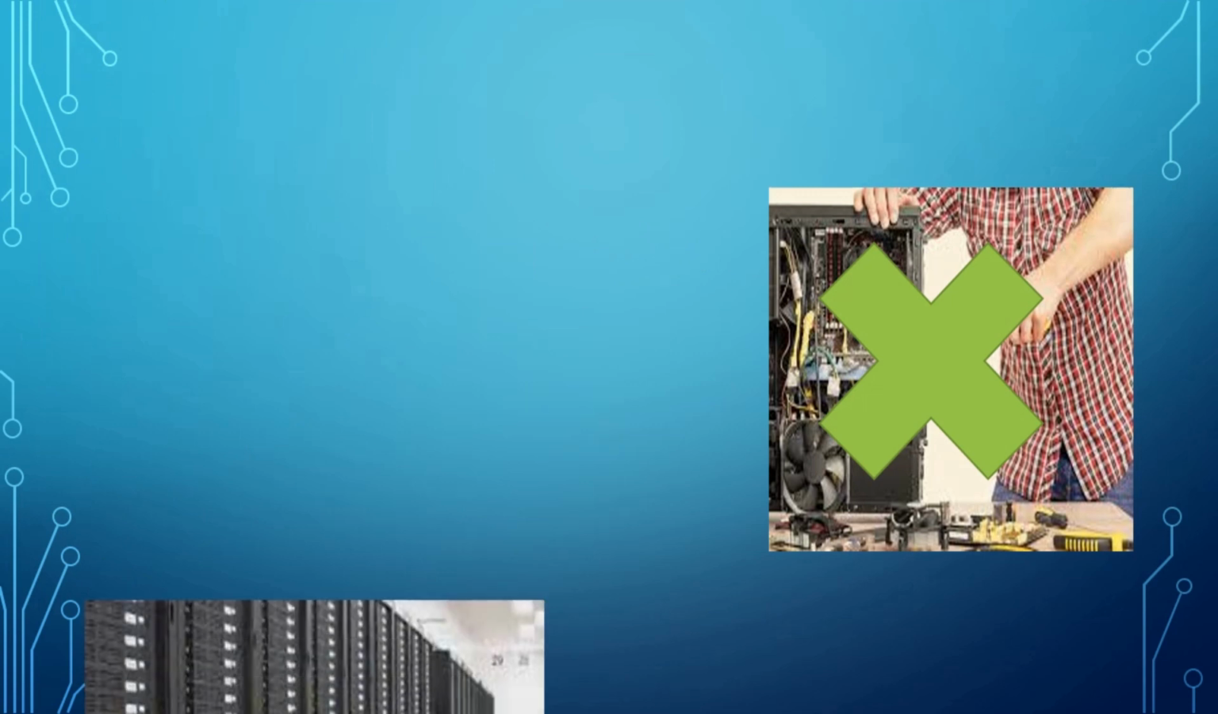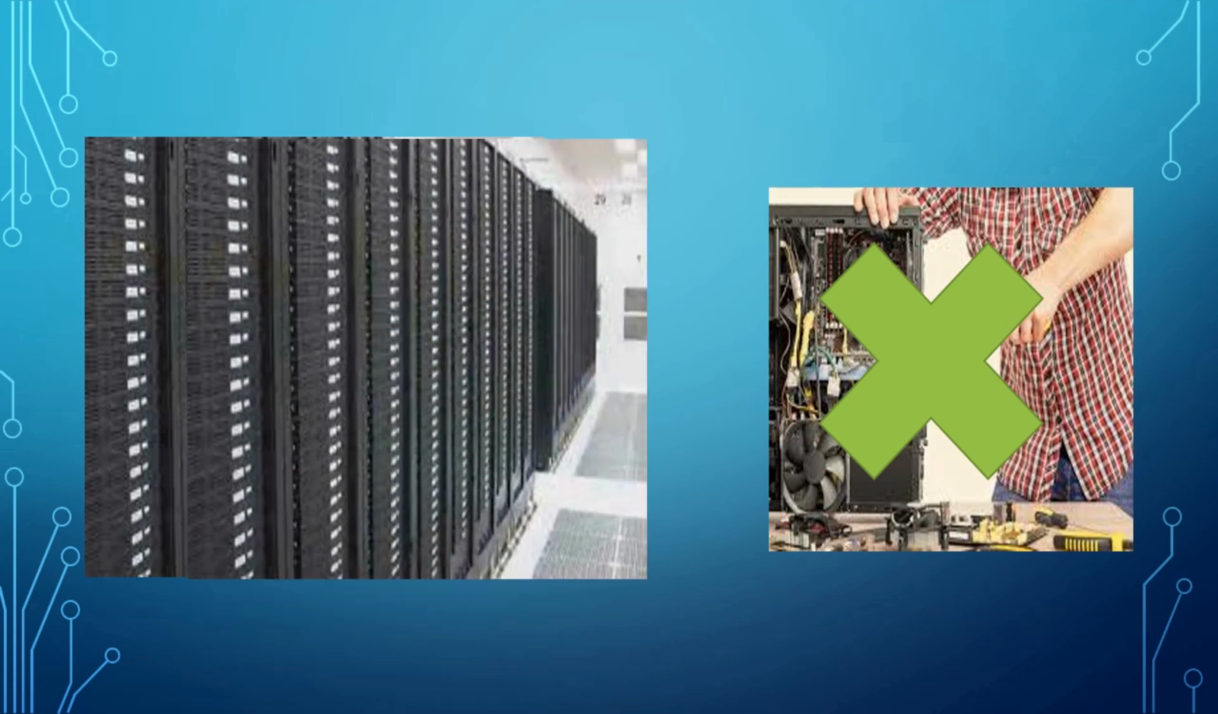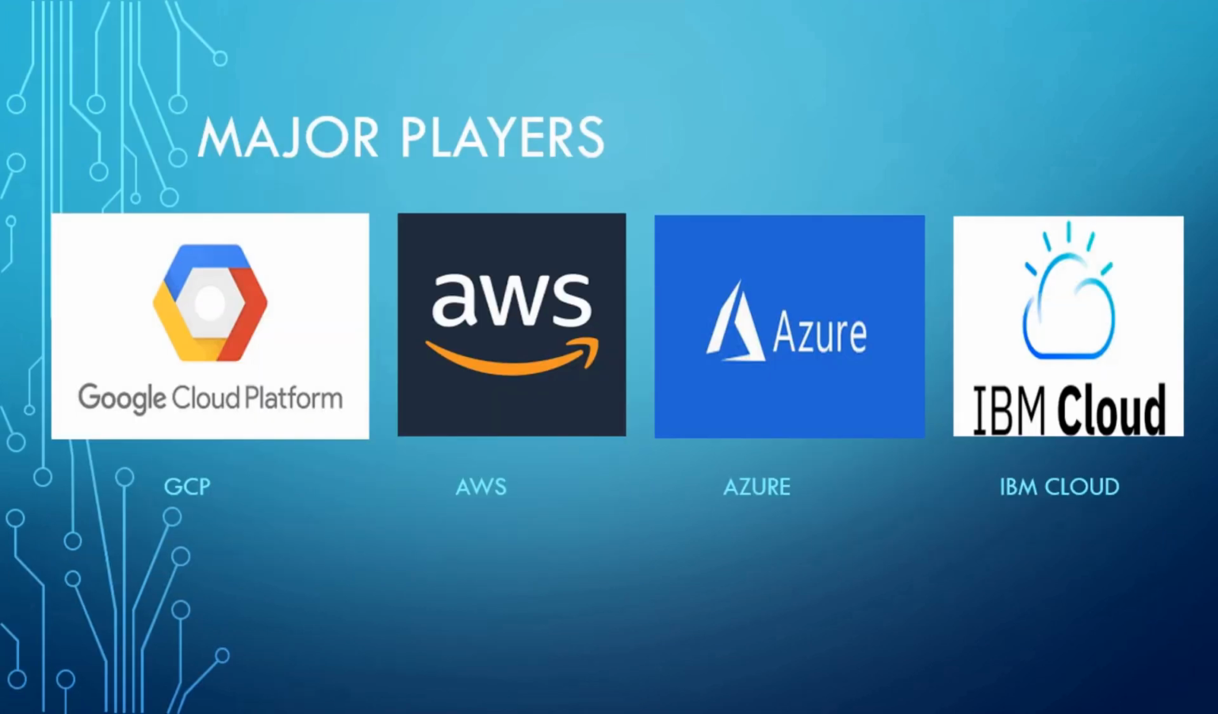Let us consider the previous example. What if I told you you can buy as many servers as you like, pay as you use the servers, and you don't have to personally maintain the servers? Sounds like a good deal. This is what cloud computing offers. Currently, Amazon AWS, that is Amazon Web Services, GCP stands for Google Cloud Platform, Microsoft Azure, and IBM Cloud are the major players in the cloud services. In this series, we are going to focus on GCP and its services.